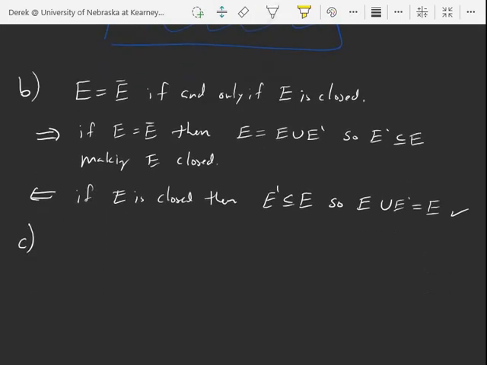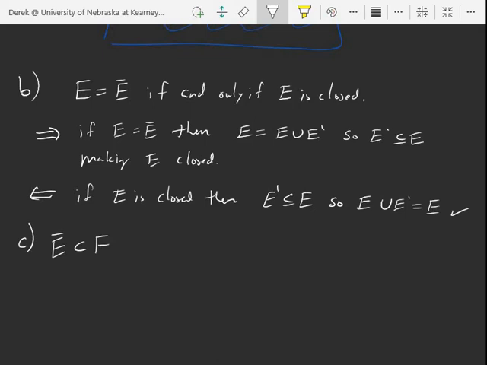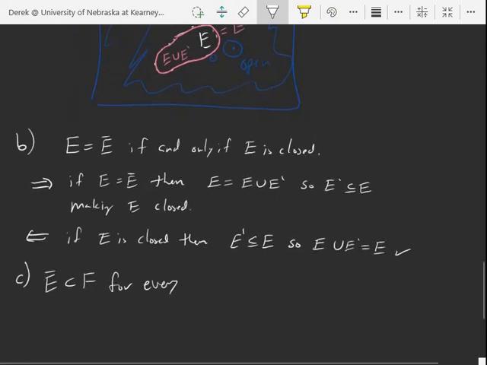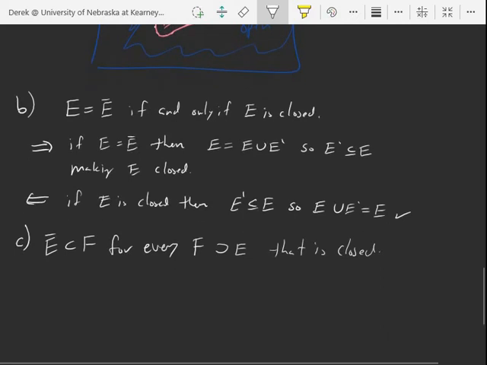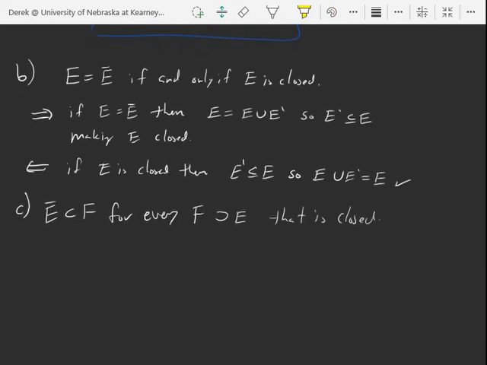Then the last part, we get the smallest closed set part. So E bar is a subset of F for every F containing E that's closed. Okay. And so if F is closed and F contains E, the closure of E is contained in F.